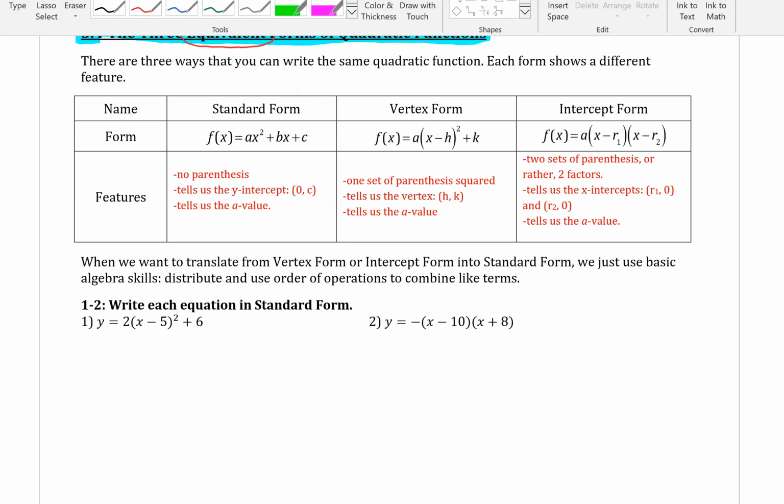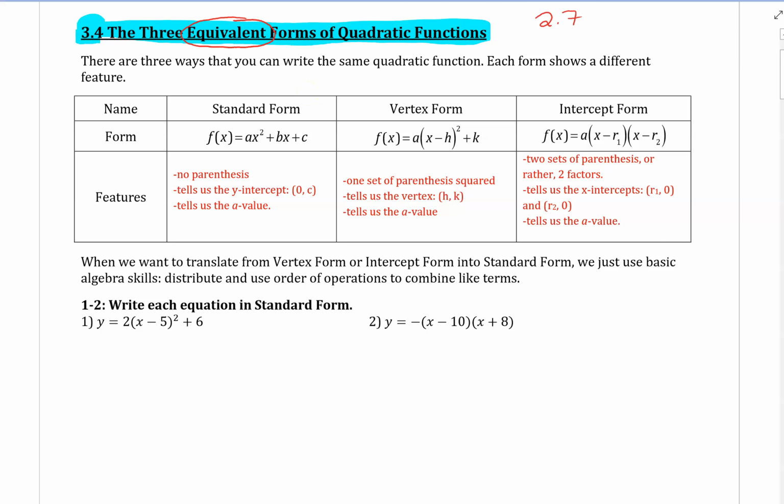Before I get to that, though, let's just revisit what makes each form unique. So standard form is the one without any parentheses in its equation. That means that everything's been multiplied out and all of the like terms have been combined. Once that happens, whatever number is left over without an x is the y-intercept of the graph. So standard form is known for revealing to us what the y-intercept is. It's that constant at the end, the one with no x.